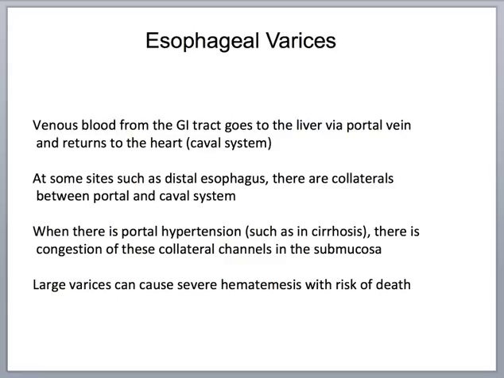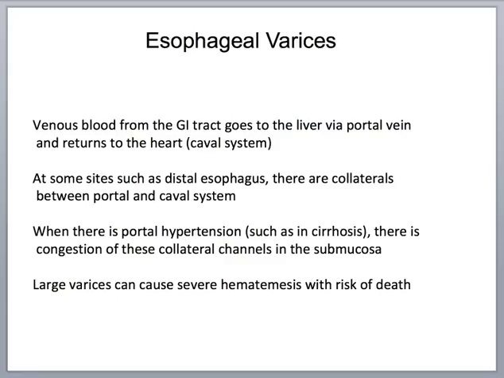I'm going to talk next about esophageal varices. Varices refer to dilations and thickening of veins. Now, you might know that venous blood from the GI tract typically goes to the liver via the portal venous system and then returns to the heart from the inferior vena cava, or the caval system. At some sites, such as in the distal esophagus, there are actually collaterals between the portal and caval system.